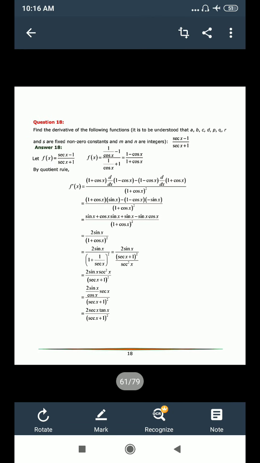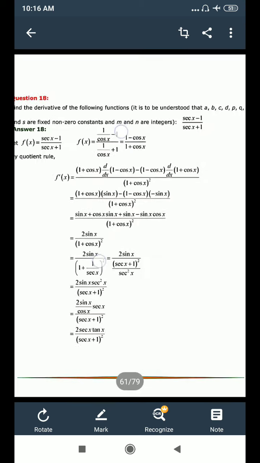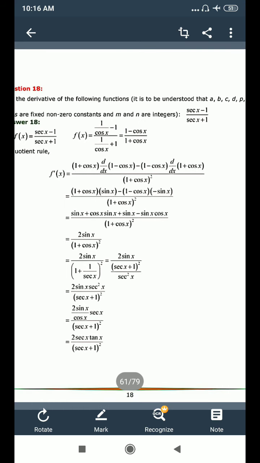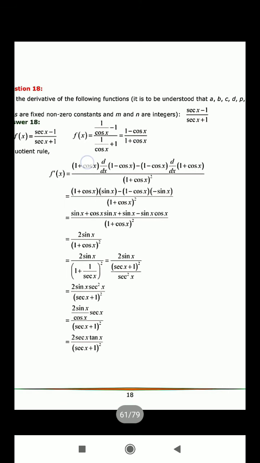Next question: sec x minus 1 upon sec x plus 1. Sec x you can write as 1 upon cos x, so it is 1 upon cos x minus 1 upon 1 upon cos x plus 1. In the numerator you can take cos x as LCM, and in the denominator you can take cos x as LCM. So it is 1 minus cos x upon 1 plus cos x. The LCM of the numerator is cancelled out by the LCM of the denominator. Now the same quotient rule: denominator as it is, differentiation of numerator, minus numerator as it is, differentiation of denominator, divided by denominator whole square.